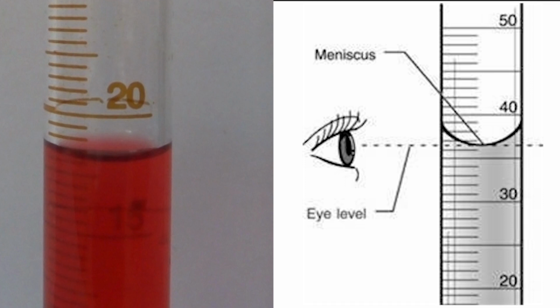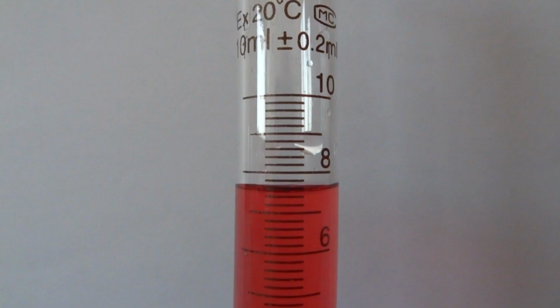It is extremely important to read the volume with a proper eye level. It makes a big difference. To read the volume properly, the eye level must be at the level of the meniscus. Otherwise, the value of the volume will be incorrect. What's the volume shown in this graduated cylinder?